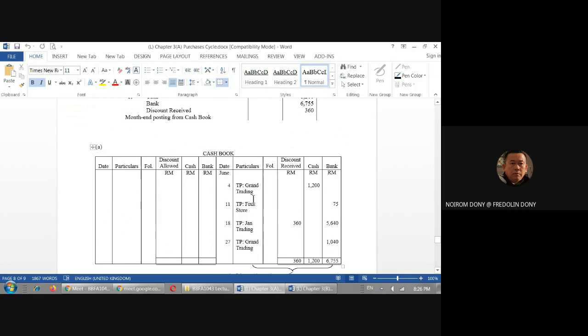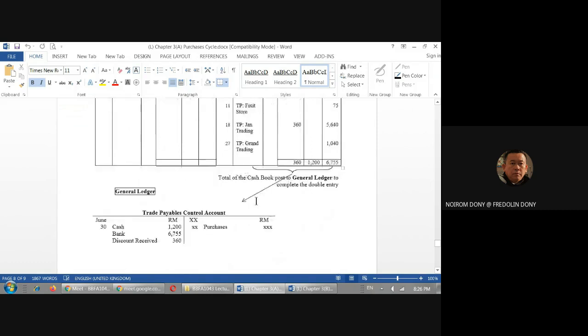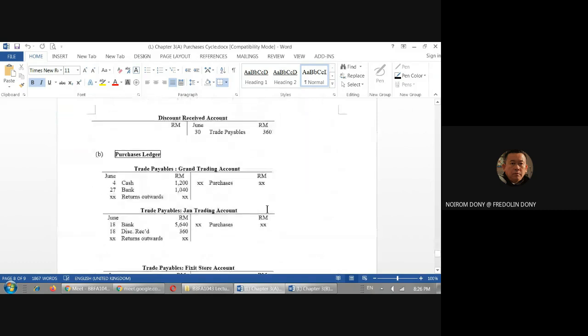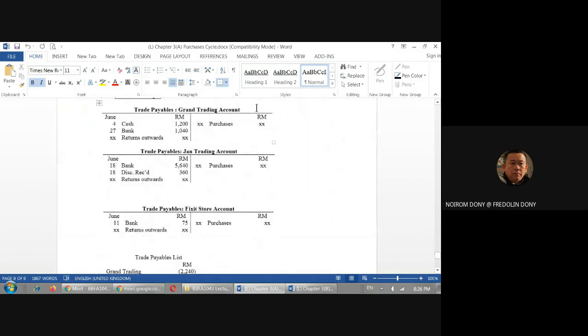Now we do the first step. In the purchases ledger, open up individual accounts: trade payable Grand Trading, trade payable Jan Trading, trade payable Fixed Store.